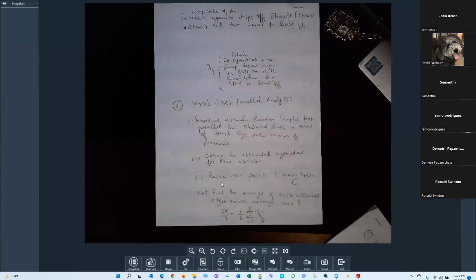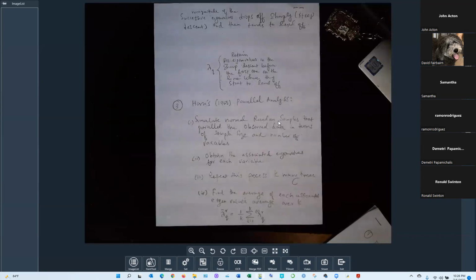And what we're going to do is repeat this process again and again, k many times, and get the average of each associated eigenvalue, because I have done this k many times. Because this is simulated, I did the first time with the aid of the covariance, but if you go to the second cycle, you're not going to have the same normal random variates.